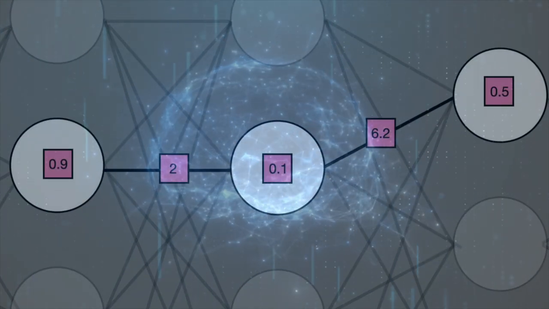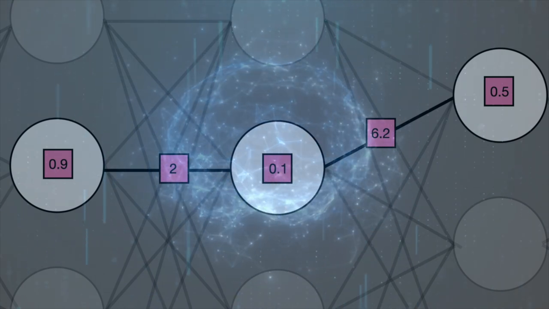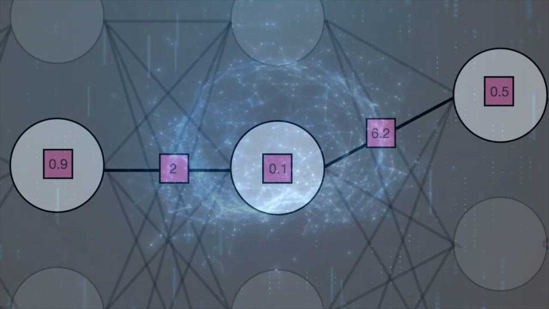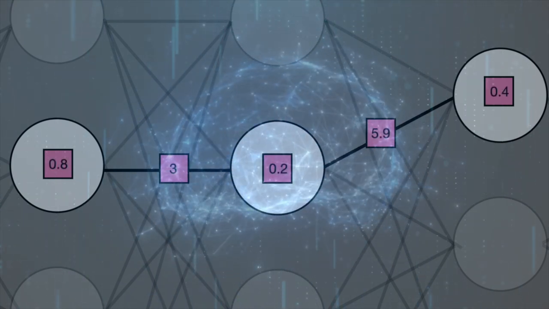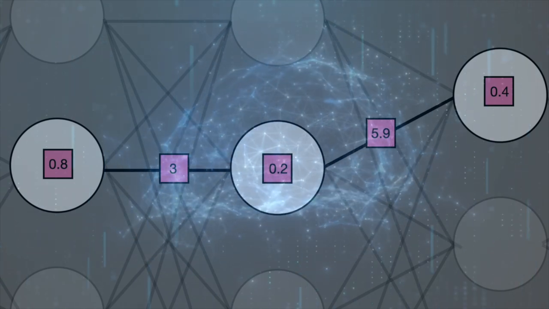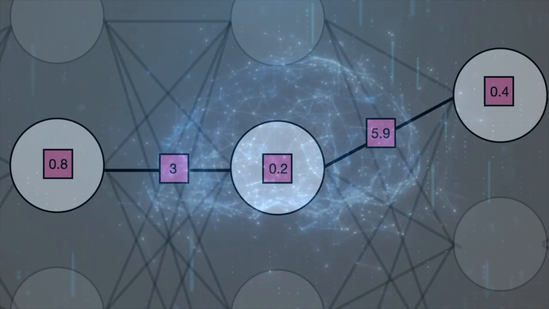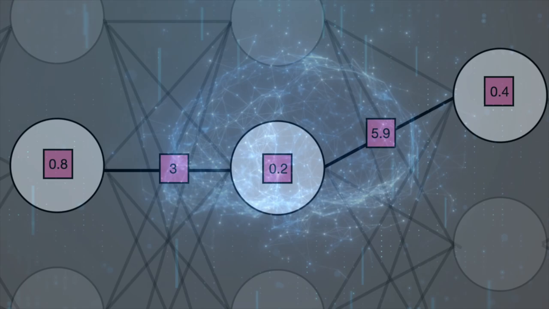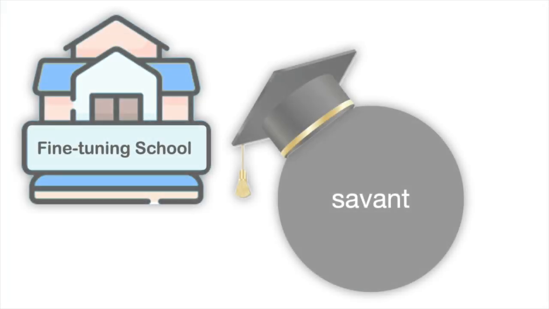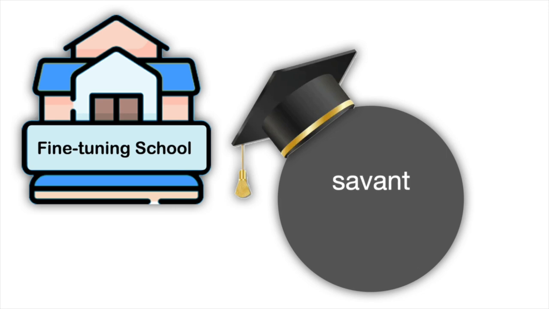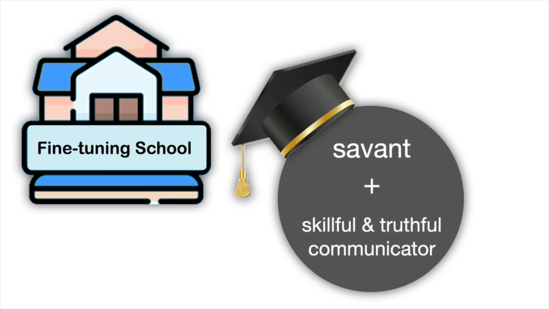So the same LLM that had already adjusted its parameters to understand the world now readjusts its parameters even further to the new goal. Not anymore to simply predict the next most likely word, but to produce the most useful and truthful answer possible. The savant has now also become a skillful and truthful communicator.